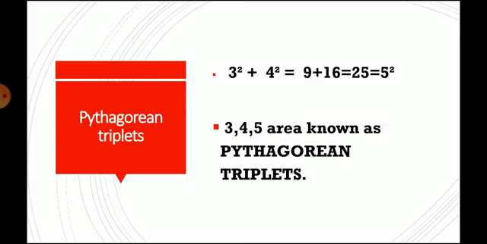Okay, so this is called Pythagorean triplets. In the first one I would take 3 square plus 4 square, which is equal to 3 square means 9, 4 square means 16. These two numbers are connected by addition, which gives 25. So here we can express 5 square. So 3, 4, 5 are known as Pythagorean triplets.